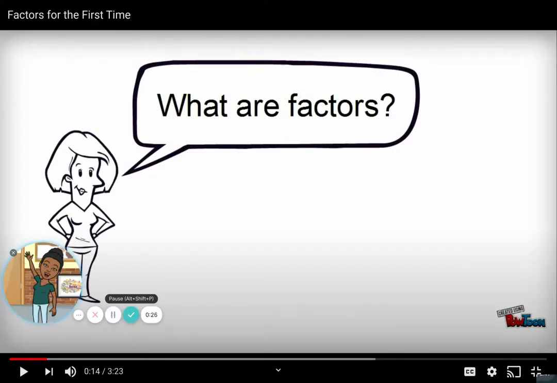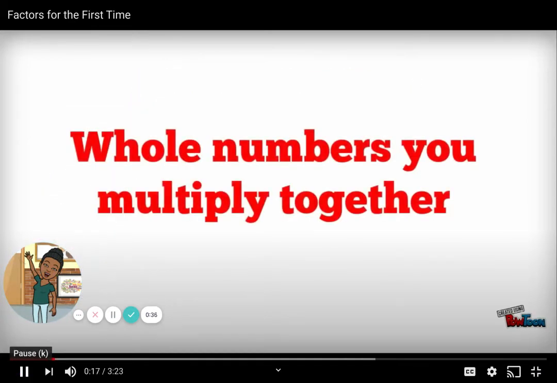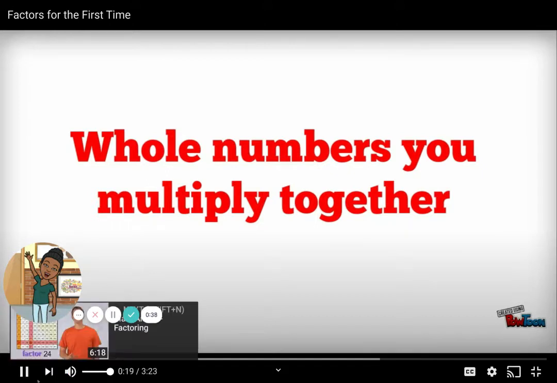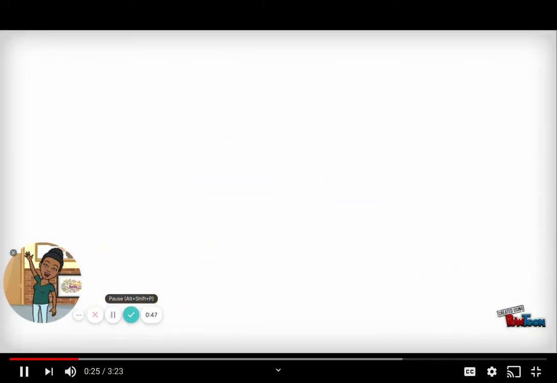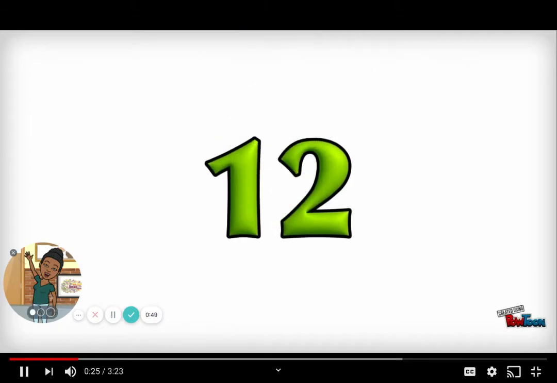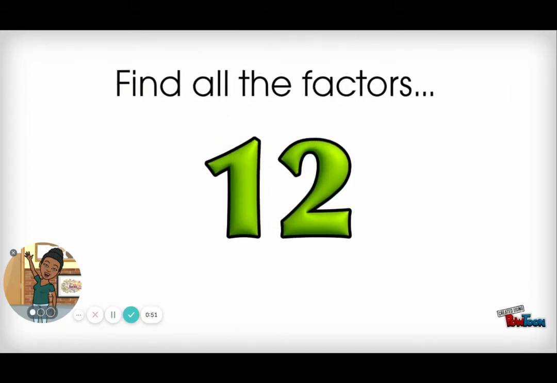You might be asking yourself right now, what are factors? Well, hold on tight. You are in the right place. Factors are whole numbers that you multiply together to get another number. So in this example, 2 times 5 is 10. The factors are 2 and 5. You will often be given a number and told to list all its factors.